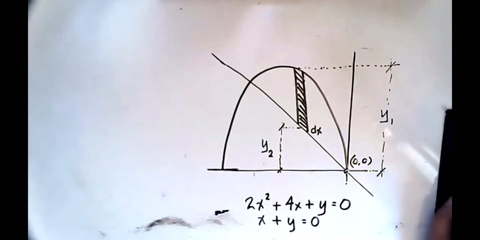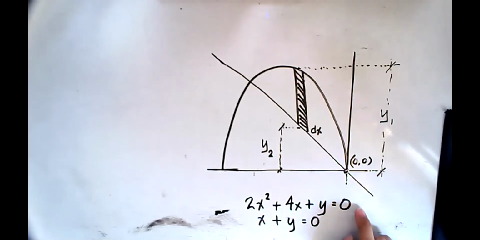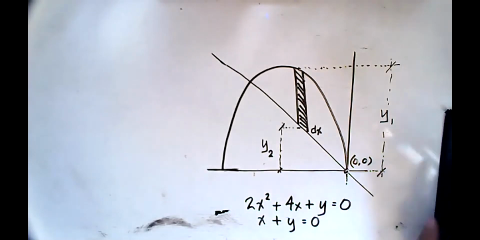Okay. So again, the curve is given according to this sample problem. The curve is given, so you have 2x squared plus 4x plus y is equal to 0, and x plus y is equal to 0. So this is the curve, while this one is the line.